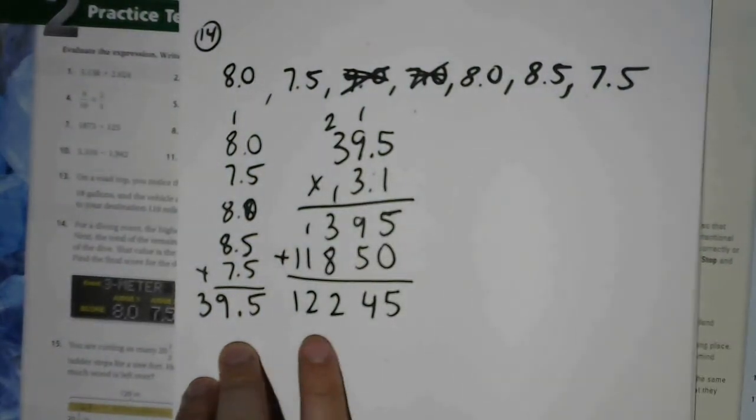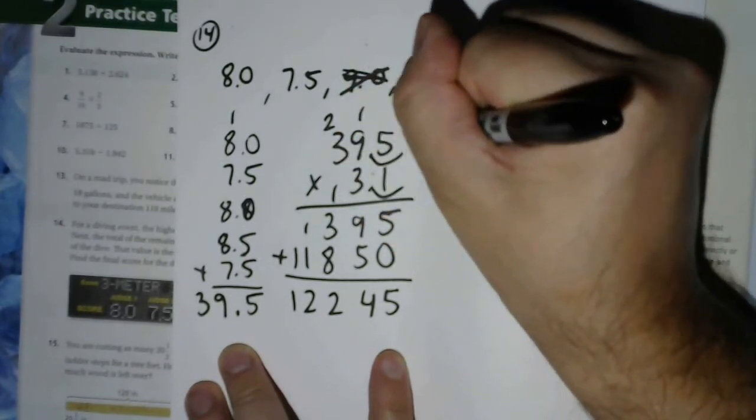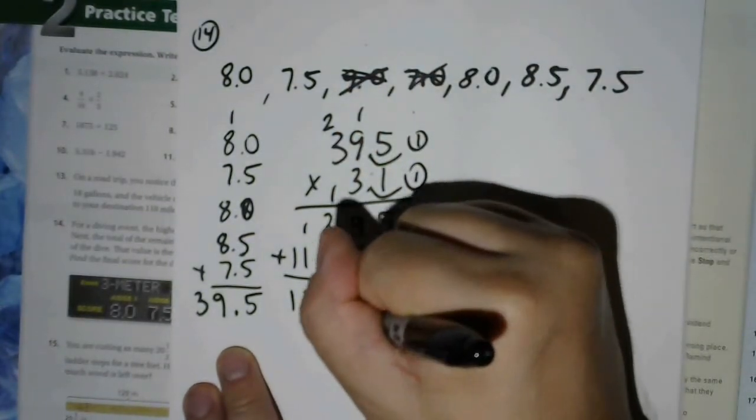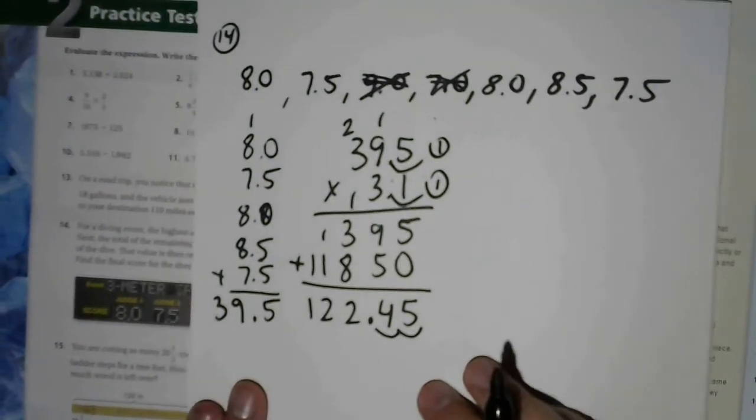So I end up with 12,245, but now decimals matter. Move it over. I got 1, I got 1. I'm going to move it over 2 times. My answer is 122 and 45 hundredths. Let me check this out.